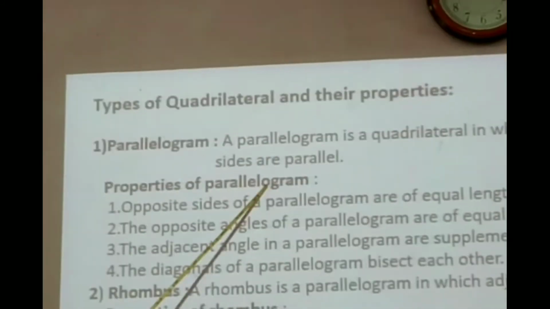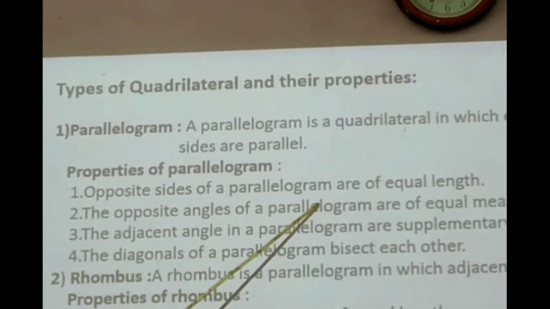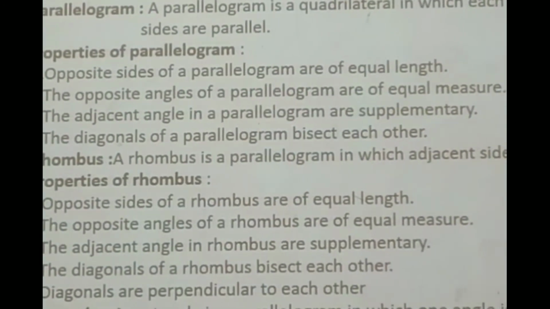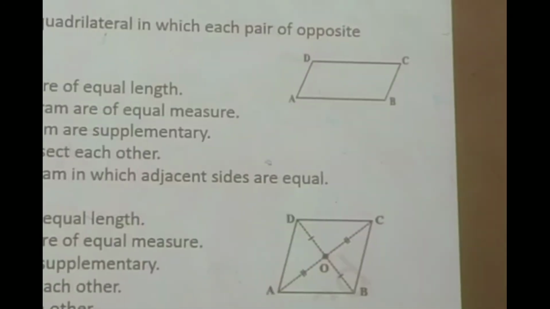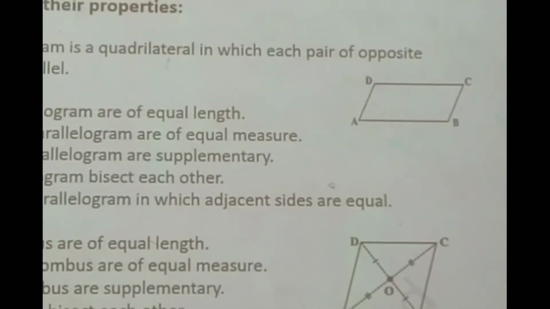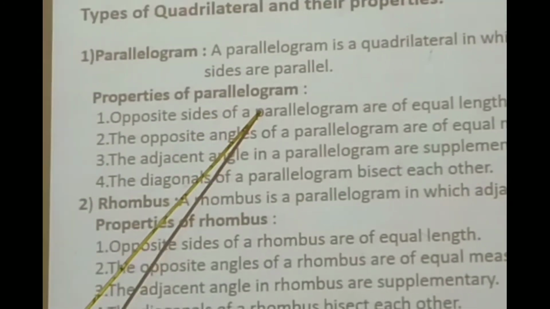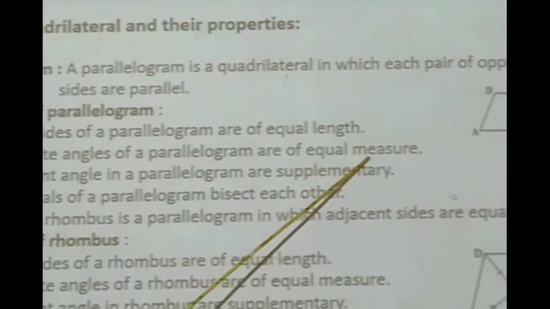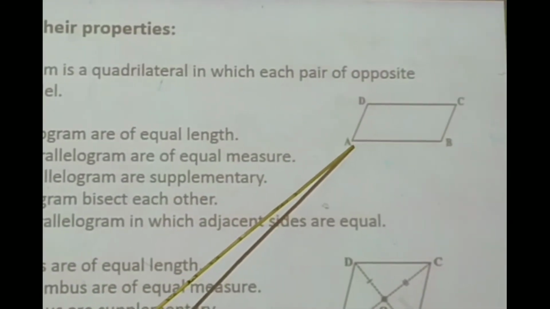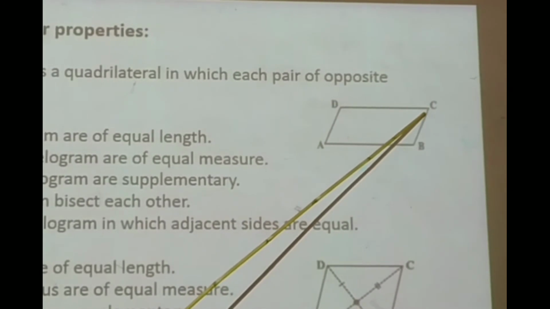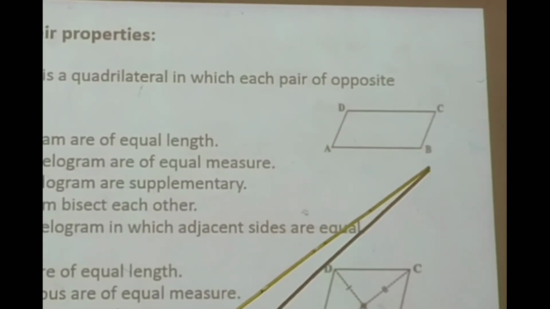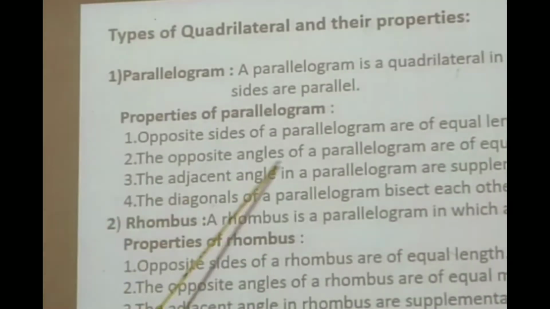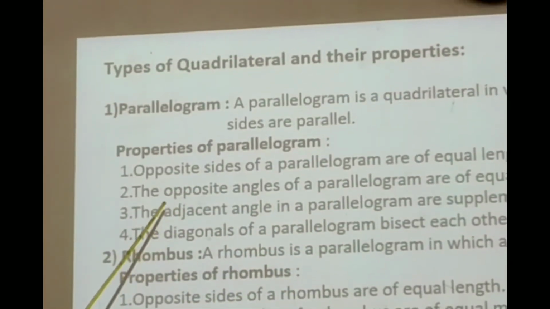Properties of a parallelogram. See, opposite sides of a parallelogram are of equal length, means AB is equal to CD and AD is equal to BC. Opposite angles of a parallelogram are of equal measure. Here, angle A and angle C are equal. Angle B and angle D are equal. Means opposite angles of a parallelogram are equal.